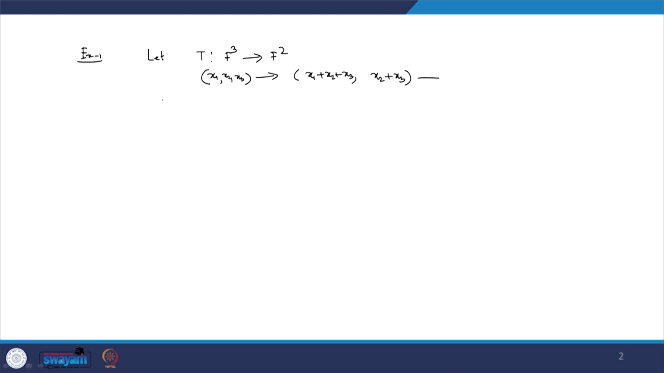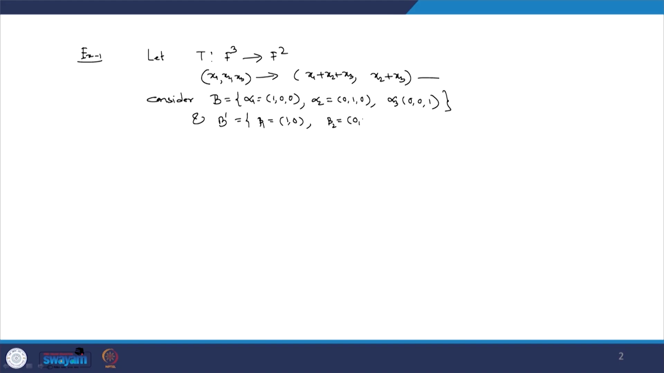So, consider B equal to say alpha 1 equal to (1, 0, 0), alpha 2 equal to (0, 1, 0) and alpha 3 equal to (0, 0, 1). So, this is an ordered basis over the 3-tuple space F3, and B prime, if you consider, say beta 1 equal to (1, 0) and beta 2 equal to (0, 1). We know how to obtain the matrix representation of T related to B and B prime. So, let me call this capital A.